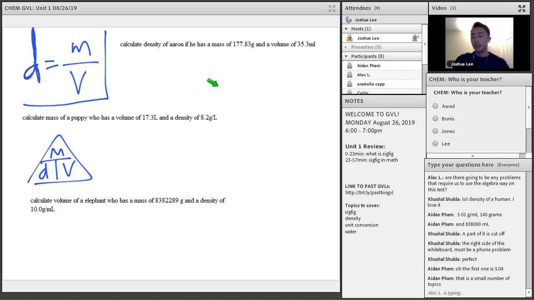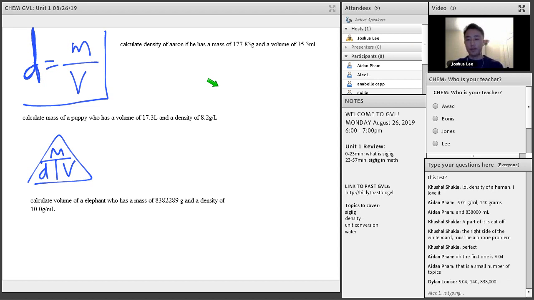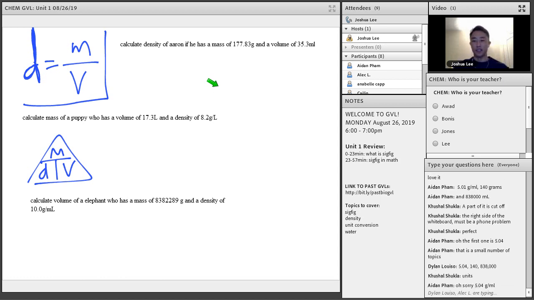Indeed. First unit's always small. Dylan, you're missing some important stuff. Same with you, Aiden, or at least for the 5.04 one. Muy importante. Yeah, units. Don't forget units.